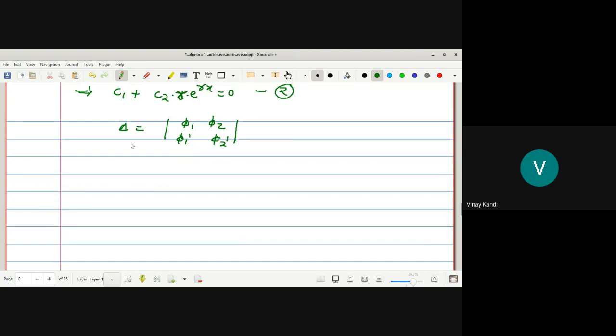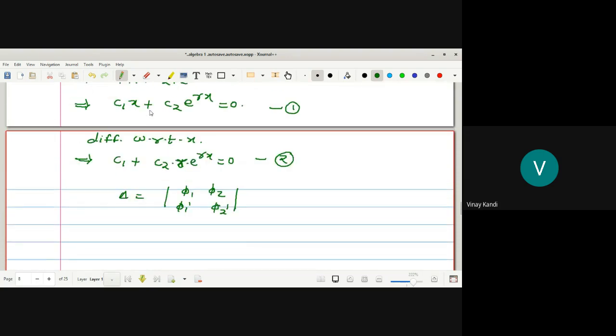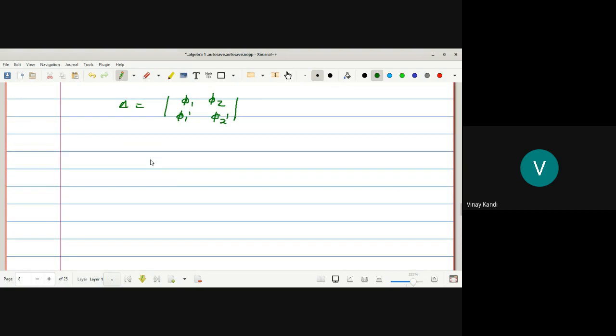Yes, sir. या सिस्टीम ऑफ लिनियर इक्वेशन, टू इक्वेशन आपण मॅट्रिक्स फॉर्म मध्ये कसं लिहिणार, असं लिहिणार ना. x, e raised to rx, here 1 and here r into e raised to rx, which implies here c1 and c2 which is equal to 0 and 0. This is the column vector, and if this matrix is invertible, then we have c1 and c2 as the unique solution. We get the unique solution for this system of linear equations.